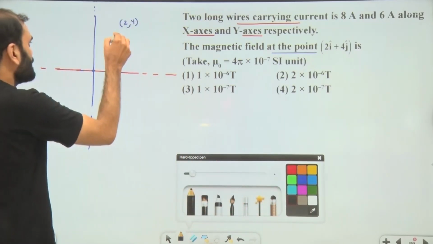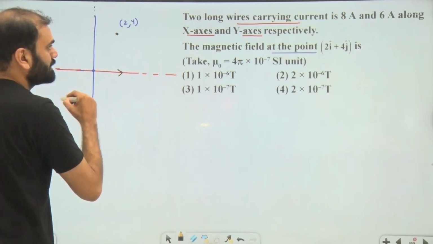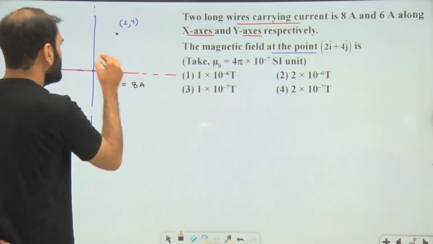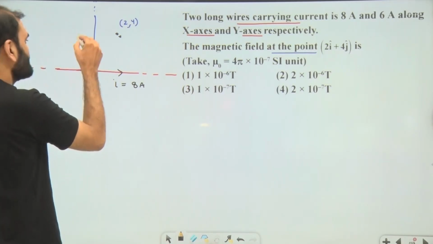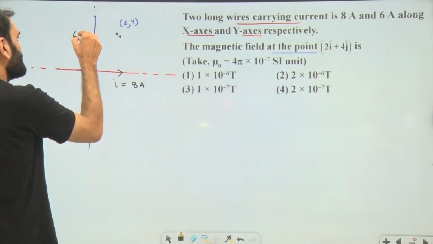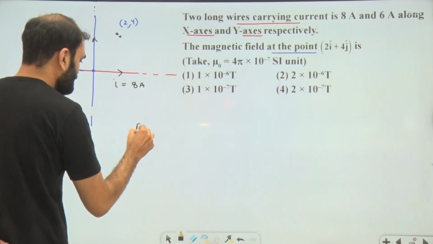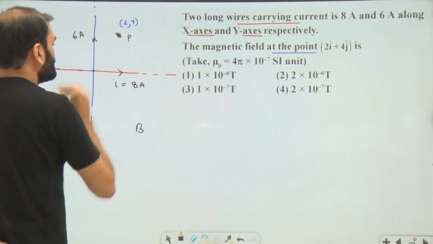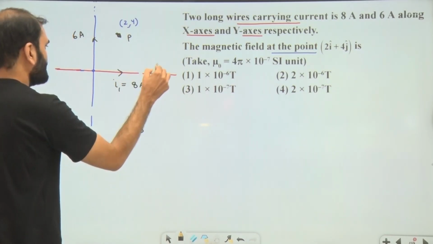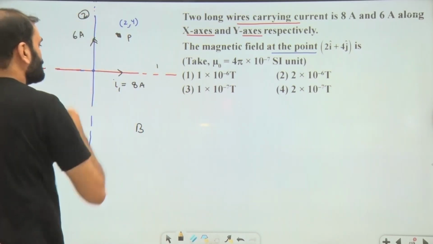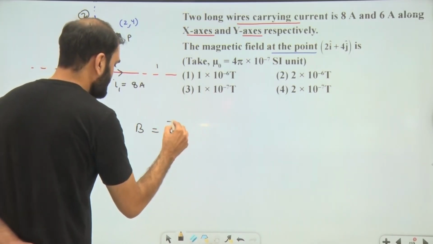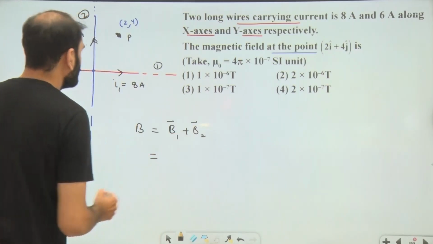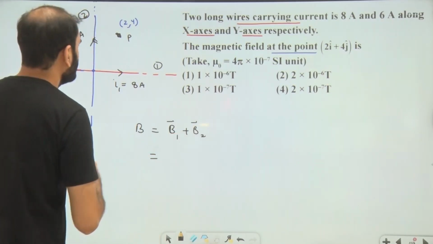The current flowing along the x-axis is 8 ampere, and in the wire along the y-axis the current is 6 ampere. Let's say that point is P. The magnetic field at that point due to the first wire I1 is B1 vector, and due to the second wire is B2 vector.